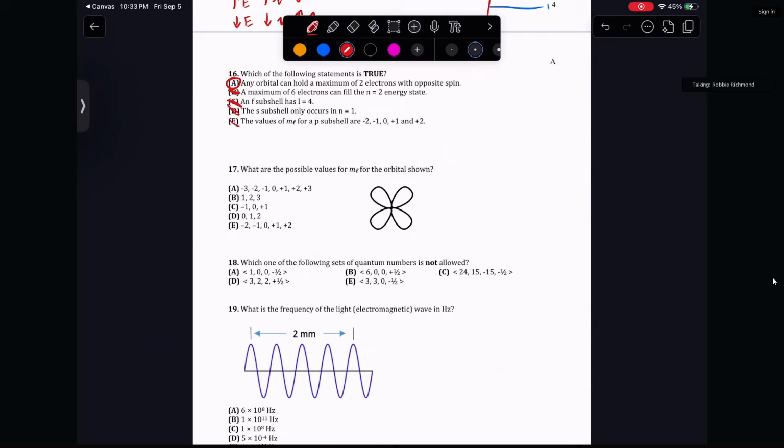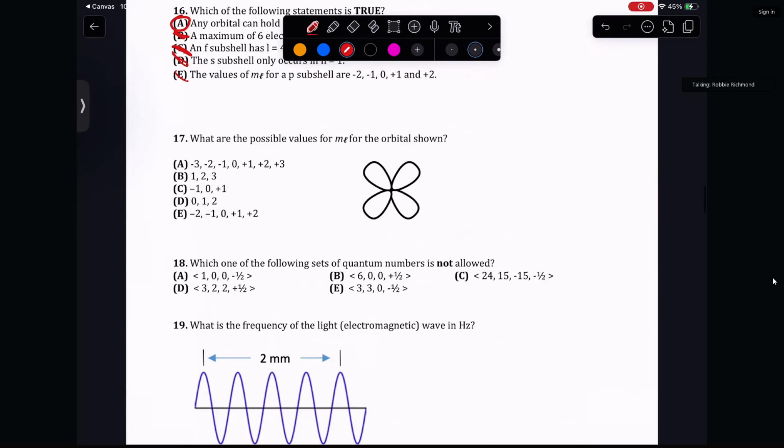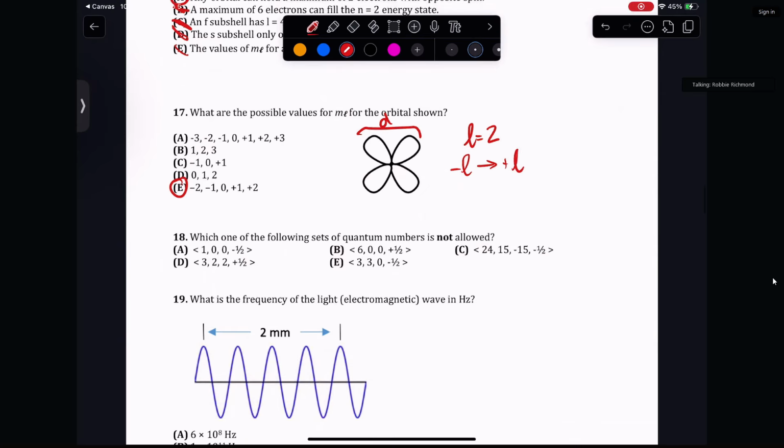Cool. And question 17, we're almost at the end of this. What are the possible ml values for the orbital shown? This is a d orbital, and that correlates to an L value of 2. So possible ml will be negative L to positive L. So that will be negative 2 to positive 2, which is answer choice E. And again, I'm not going to go all the way down to the little table that we just drew. Just imagine you looked at that table and got that information from there, or if you have it memorized, more power to you.